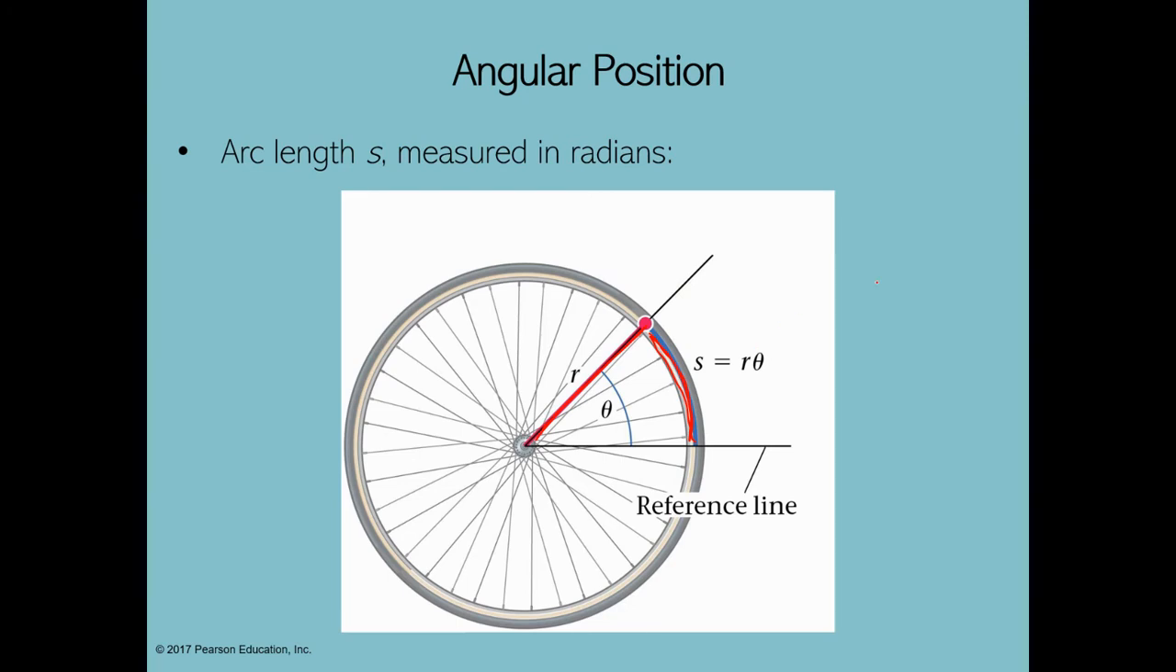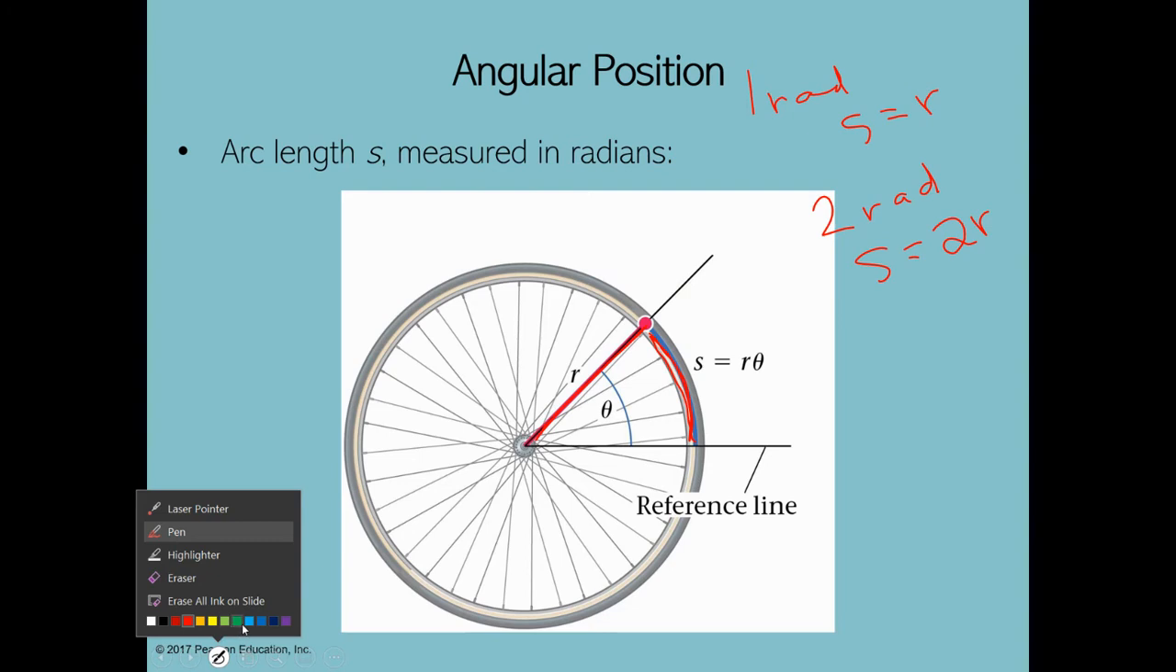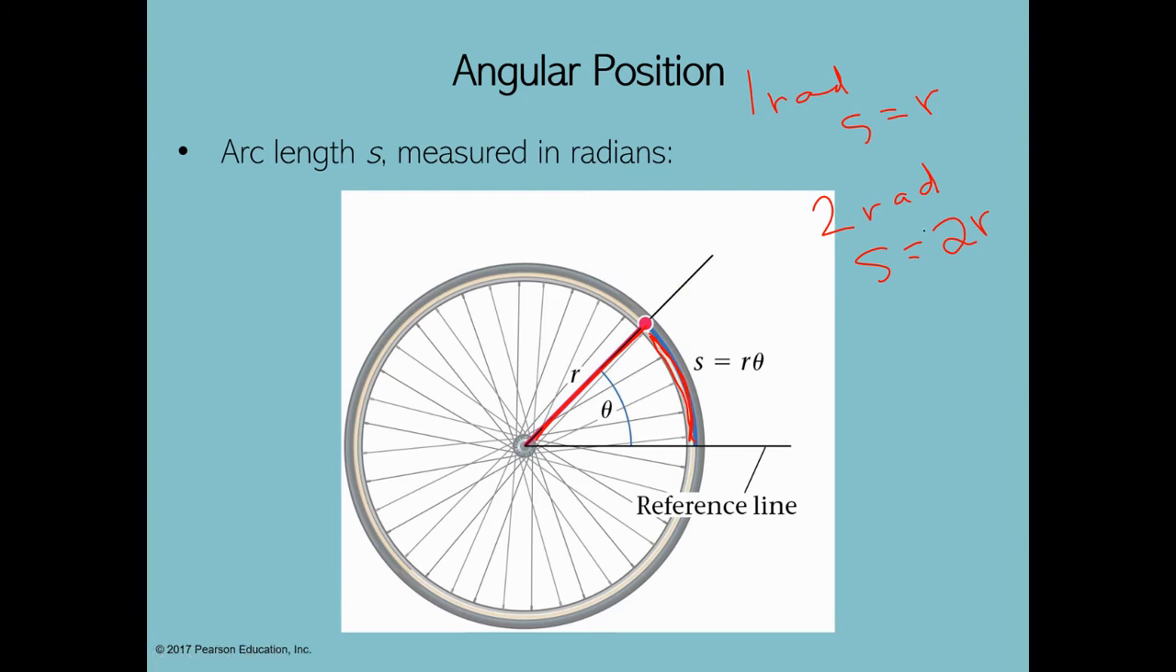So for a single radian, for 1 radian, so I'll write that here, we're going to see that S is equal to R. So the arc length will be exactly equal to the radius. For 2 radians, it would be S is equal to 2R. For 3 radians, it would actually be S equals 3R, and so forth. So hopefully you're seeing the connection there.